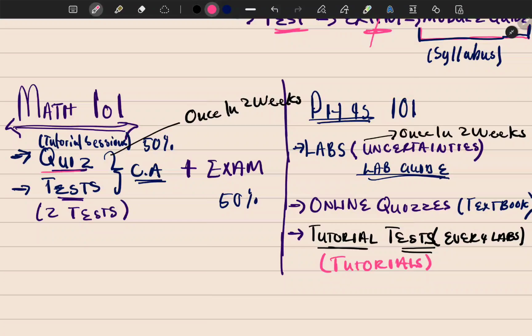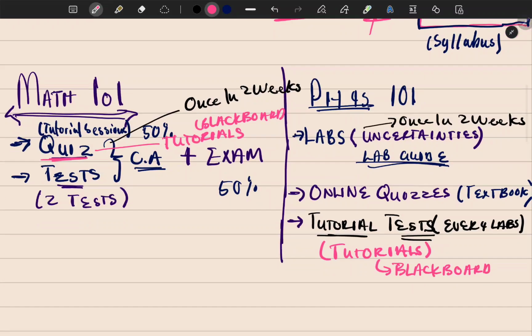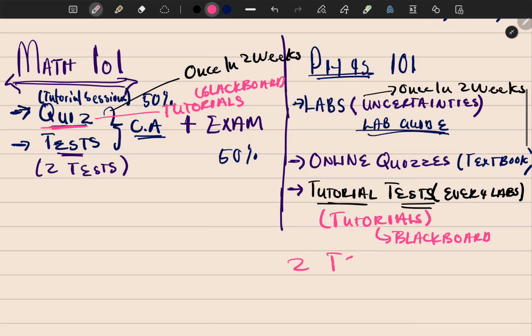So maths quizzes are going to be from tutorials again. That will be on maths. These are going to be from tutorials that are going to be uploaded on Blackboard, right? Then again, tutorial tests in physics are from tutorials that are going to be on Blackboard. So Blackboard you're going to use to prepare for this, and then you are going to have 2 real tests, and the questions in the tests are also from tutorials.